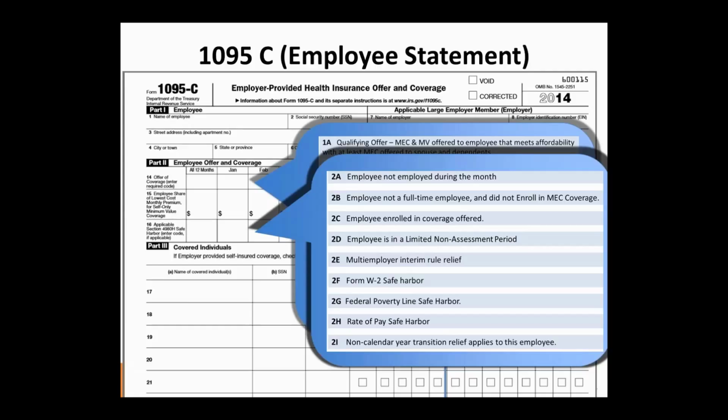What number is that? What's on 15? 16. So 16, limited non-assessment, is for the waiting period and for the measurement period. They use one code for both, and it's a different terminology just to confuse you a little bit more. But for the waiting period, you would use 2D for whatever months they're in the waiting period, and then when they flip over to full-time, you're going to use the offer code for April or whenever they would normally be effective if they enrolled. Yeah, and for April for the rest of the year, as long as they don't change status.